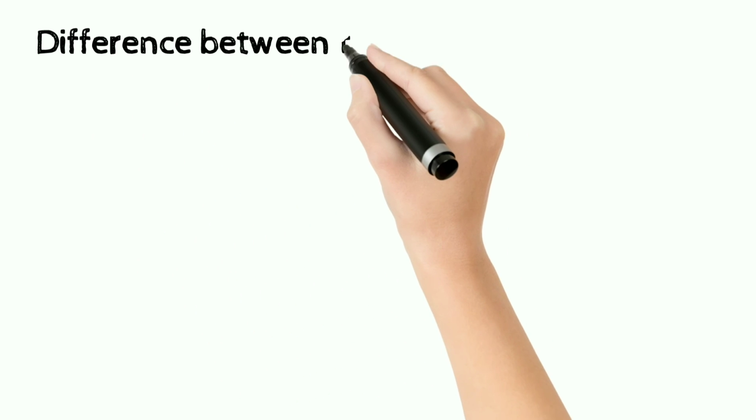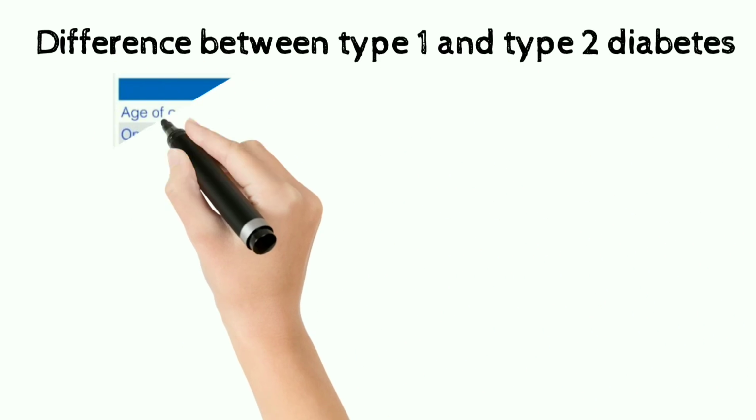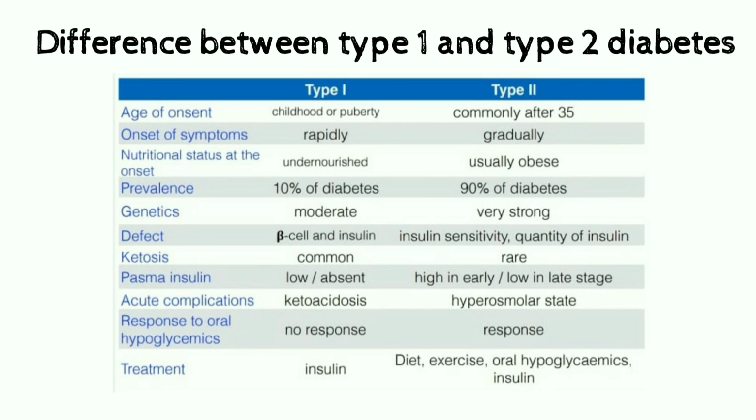This picture shows the difference between type 1 and type 2 diabetes. You should have a clear idea about these two types for diagnostic purposes.